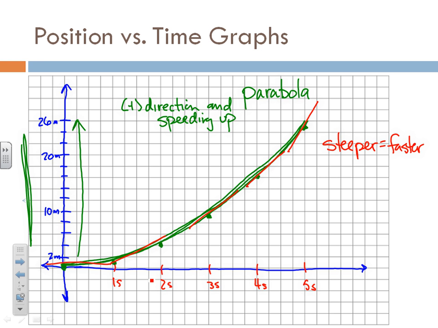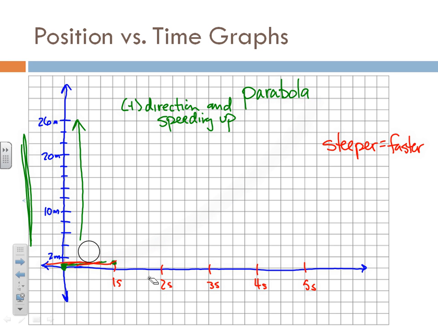So this graph is moving definitely in the positive direction because our positions are getting bigger. And it's getting faster because we notice that our curve is getting steeper and steeper as we move off in time. And so this is what speeding up in the positive direction looks like on a position versus time graph.